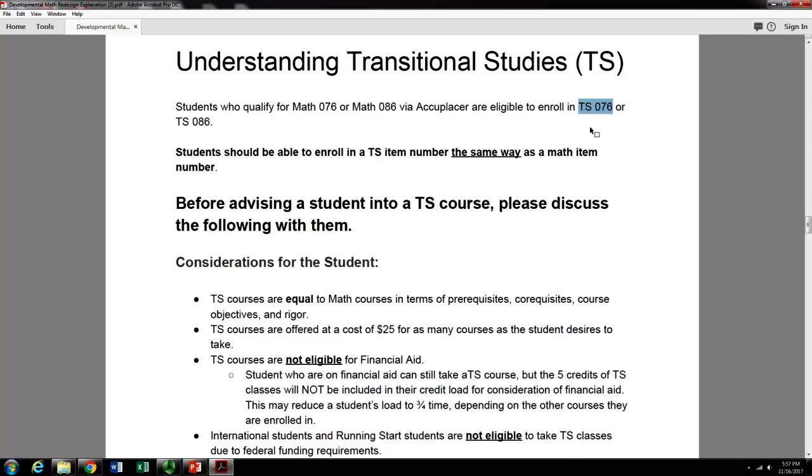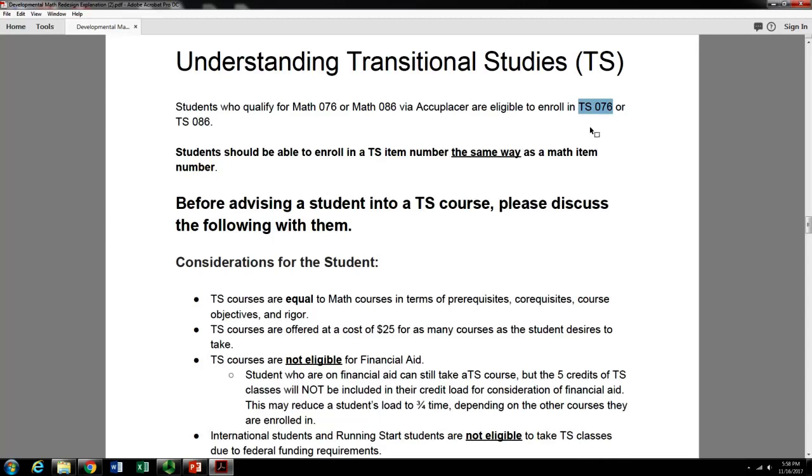Here's a good example. So let's say a student is in English 101 or is going to take English 101 and let's say College Success 101, which is a 2-credit class, plus a Math 76. If they chose to take, for a total of 12 credits, if they had chosen to take TS 76 instead of Math 76, now their federal financial aid is down to 7 credits, and so they're not going to get their full aid. So it's really a student's choice on that aspect.